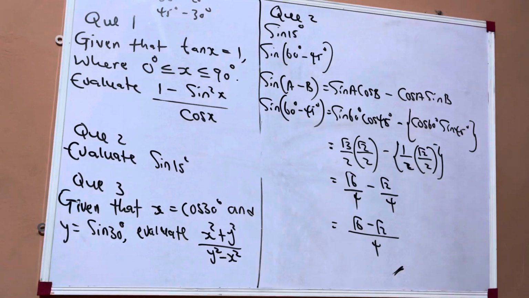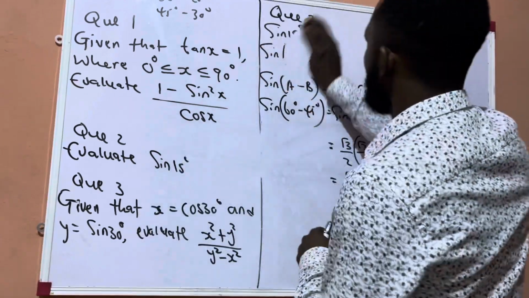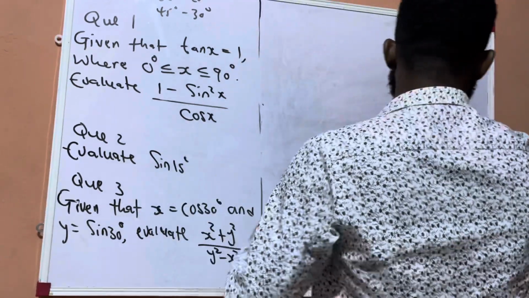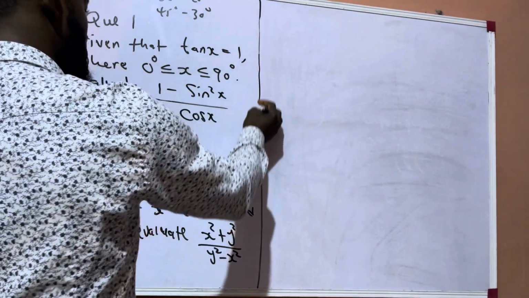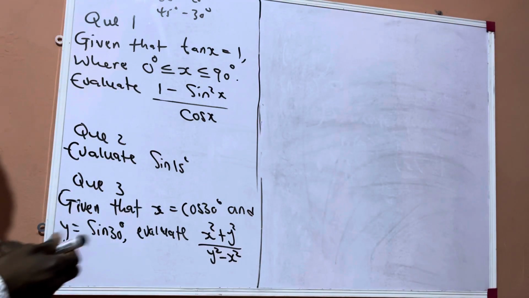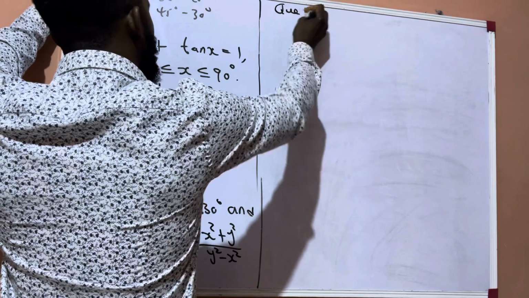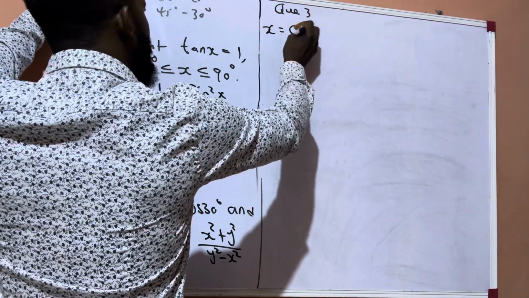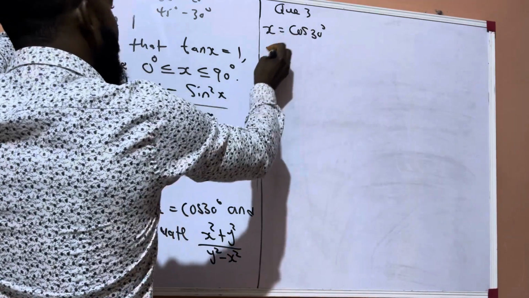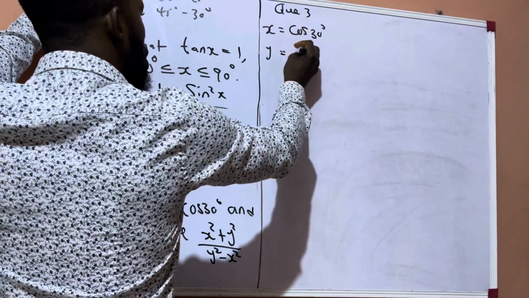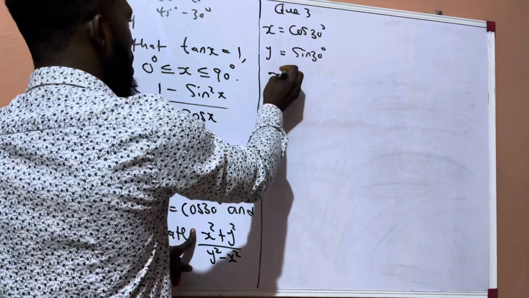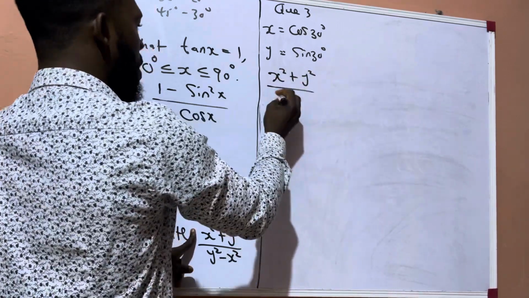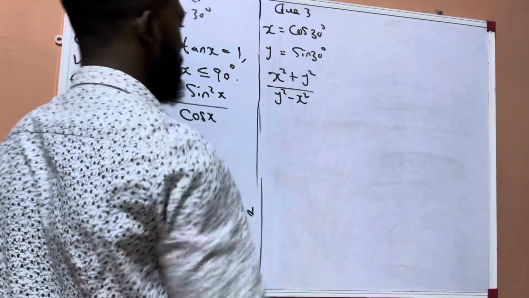Alright, now we're going to question number 3, which is the last question for today. Question number 3 says, given that x equals cos 30 degrees and y equals sine 30 degrees also, we were told to evaluate (x squared plus y squared) over (y squared minus x squared).